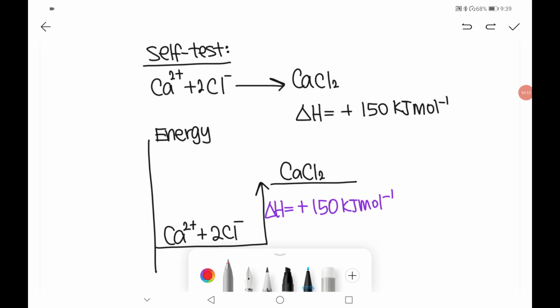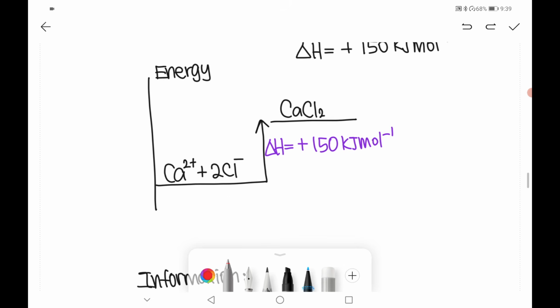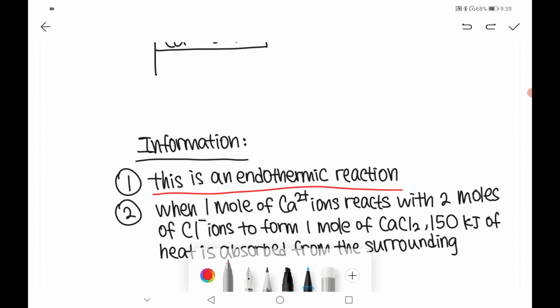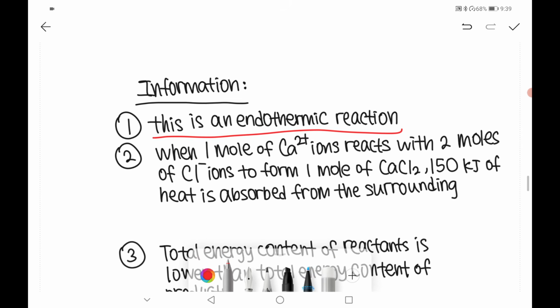Okay, so what are the three important pieces of information that we can get from here? The first thing, as you can see, the delta H is positive, so it is an endothermic reaction. So this is an endothermic reaction.